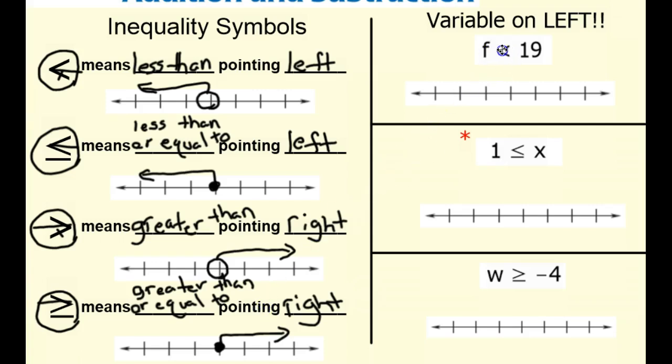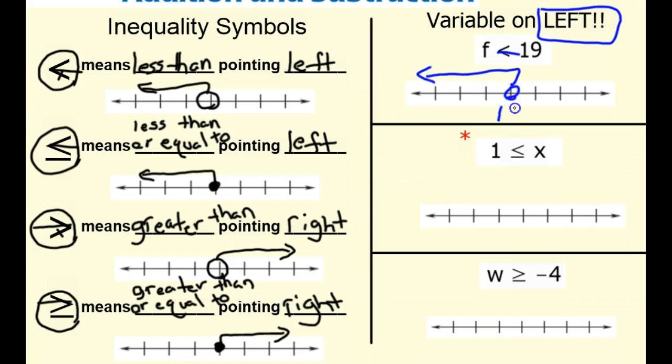Now over here we can put some numbers in. Always remember to keep the variable on the left side. So the variable, or the letter, needs to be on the left side. How we would graph this on our number line: f is less than 19. This is a less than sign, not a less than or equal to. So we draw an open circle, and our less than sign is pointing to the left. So we draw our arrow to the left.